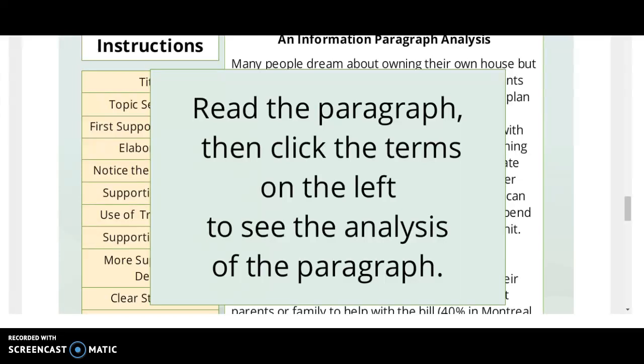Hello everyone. Today I'm going to walk you through the process on how to create an informational paragraph. I'm going to do this by actually having a paragraph that has been provided and breaking it down and analyzing it for you. That way you can go and create your own paragraph, which is expected later on in this lesson, and you will have the confidence and tools to do so.